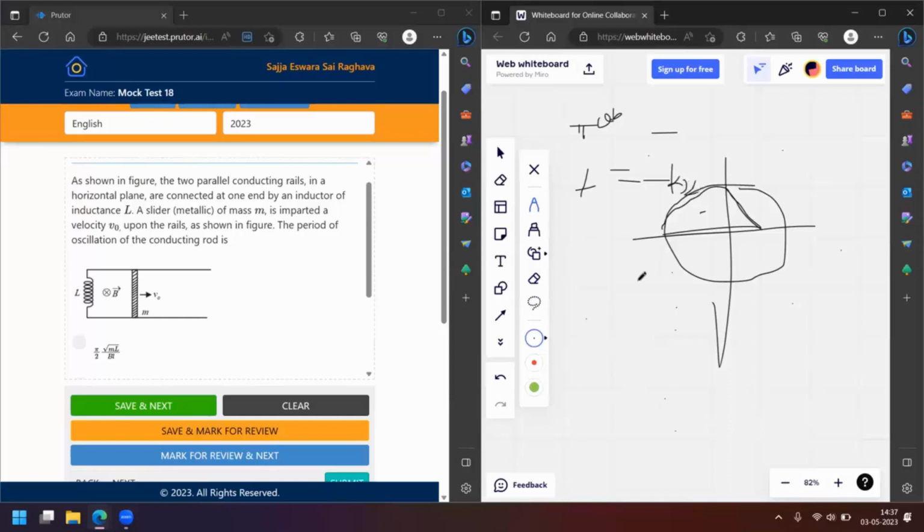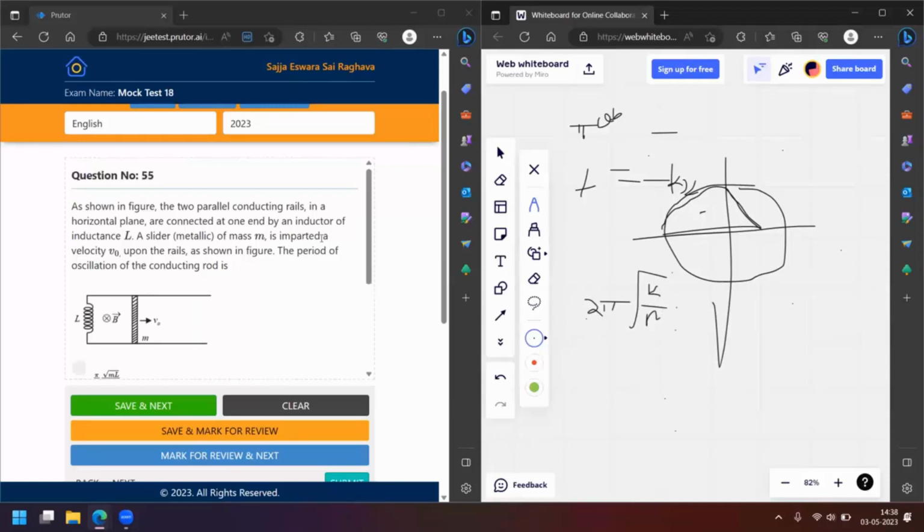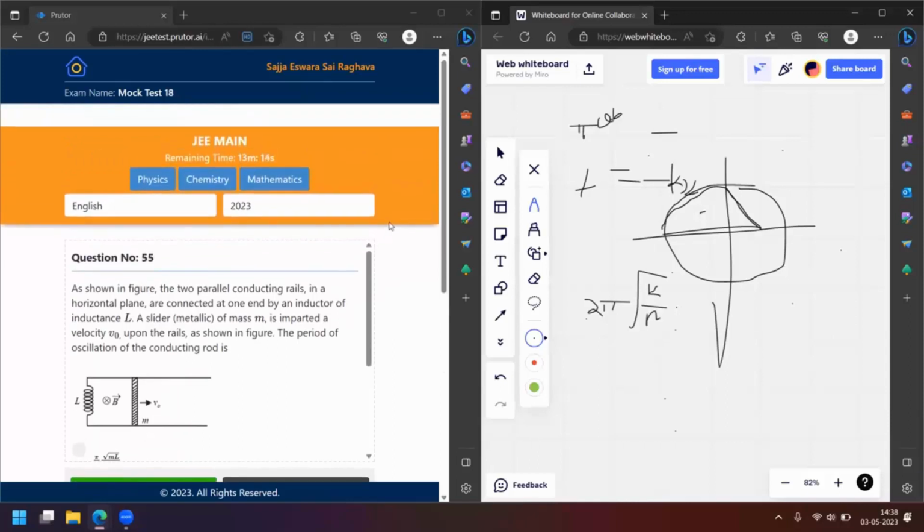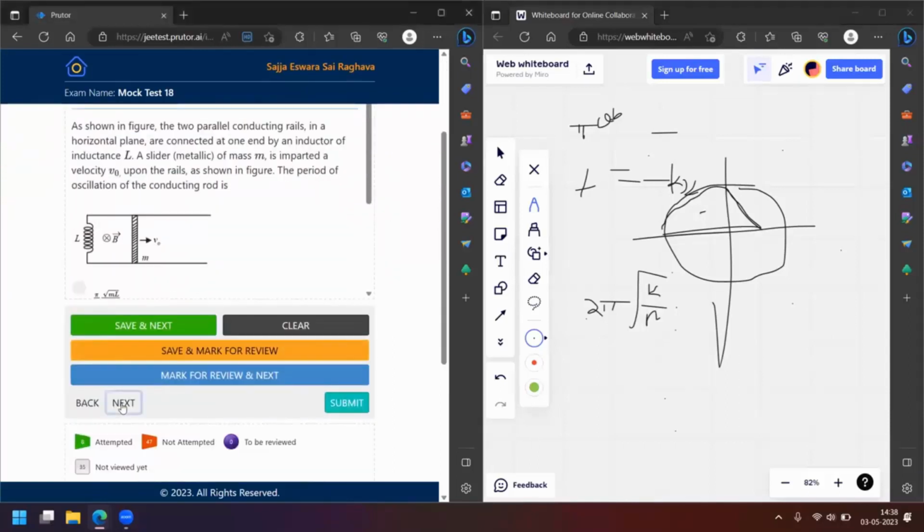So first we have to find the force when it is moved, and if we equate it with minus kx, we can find the period as 2 pi into root of m by k. We can substitute the value of k which we find above. So first we have to find the force acting on the rod if it is moved. After finding it, you can directly substitute it. So we move to the next question.